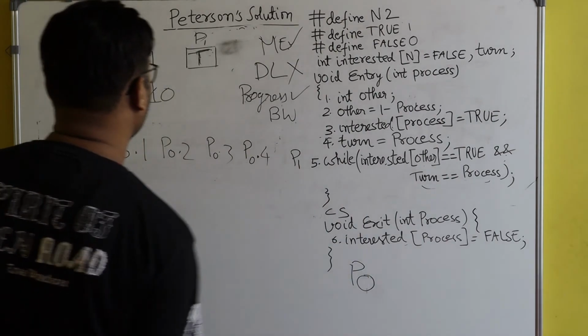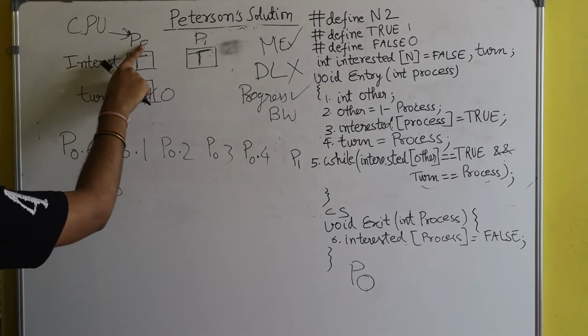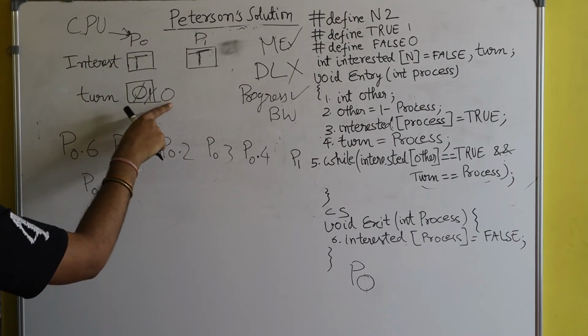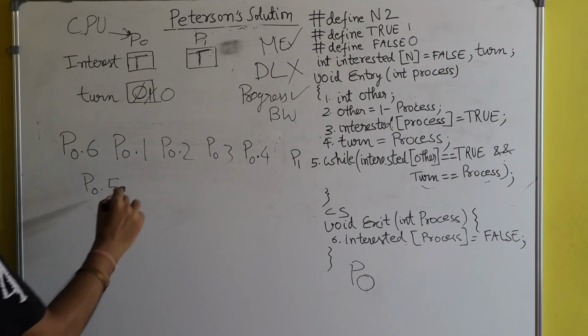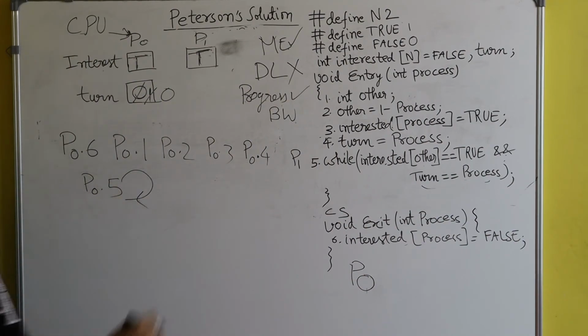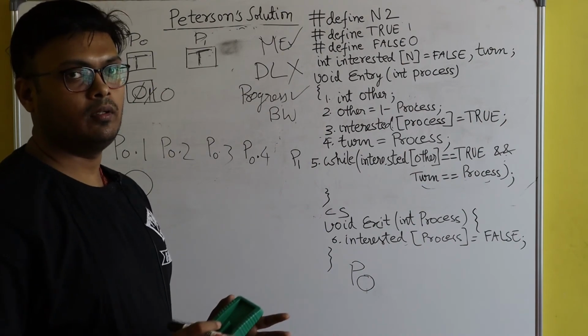And turn is equal to process. Since CPU is with process P0 and turn is equal to 0, it means what? Turn is equal to process. So it means P0 got trapped in the while loop. P0 could not enter the while loop again.